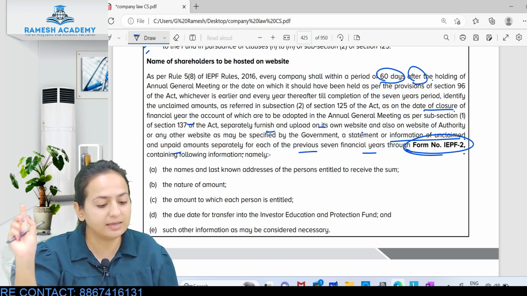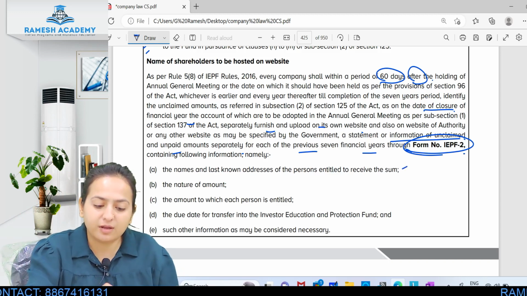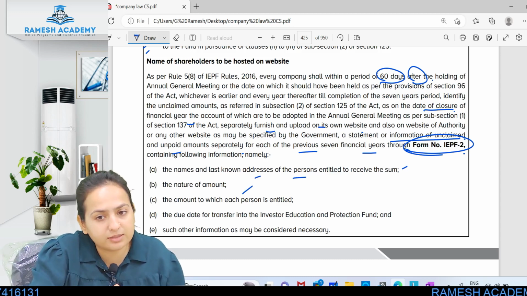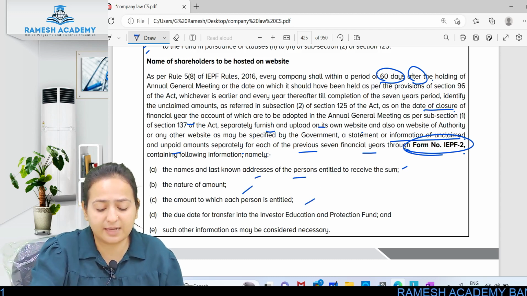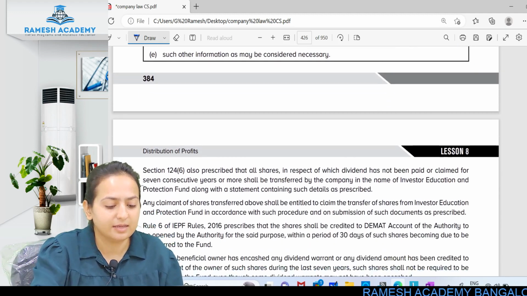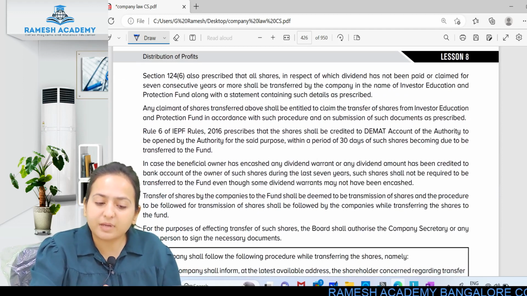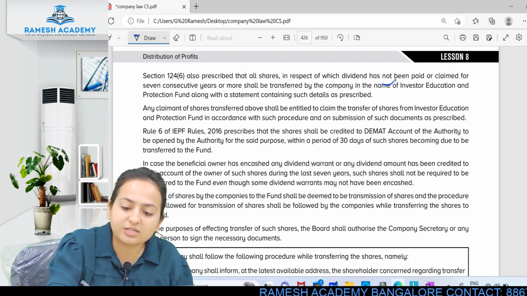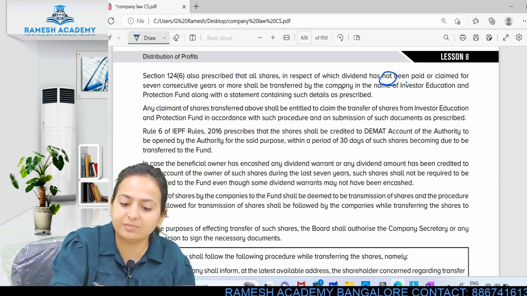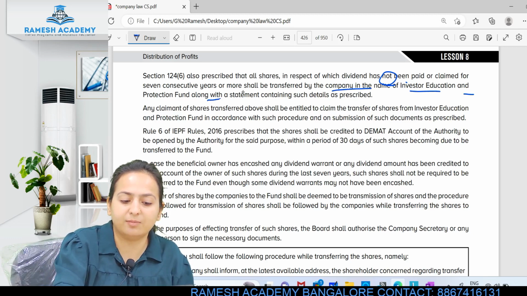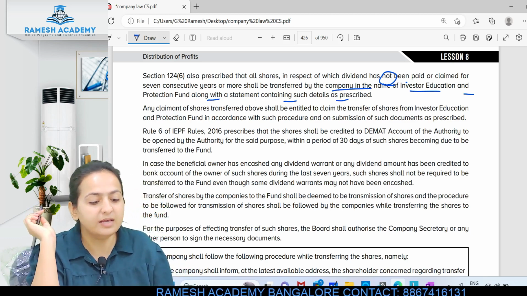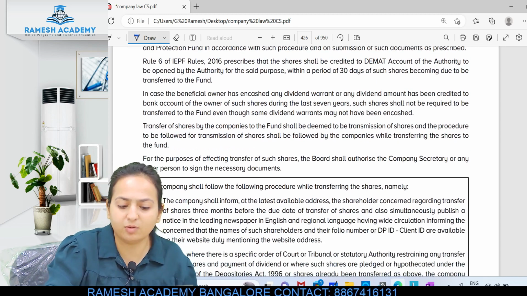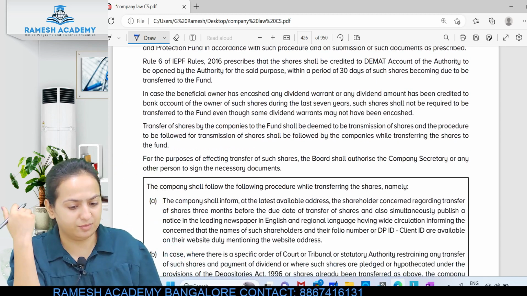You have to give a declaration whereby you will write down the address, name of the persons entitled for the sum, amount which is entitled, due date and such other information. So all shares in respect of which dividend has not been paid or claimed shall be transferred in the name of the IEPF along with the statement. This is about the transfer to the IEPF, right?